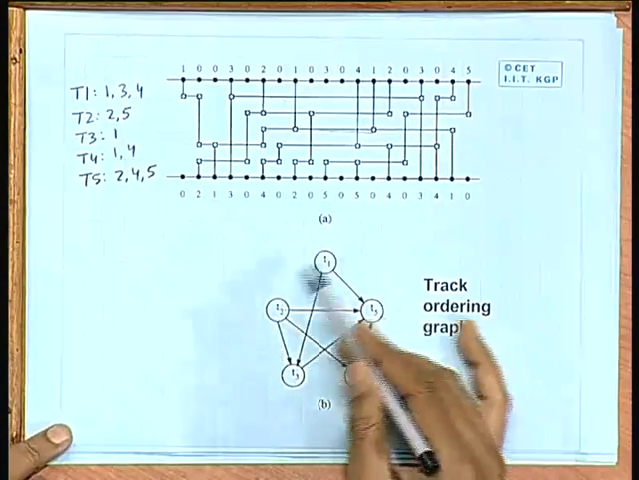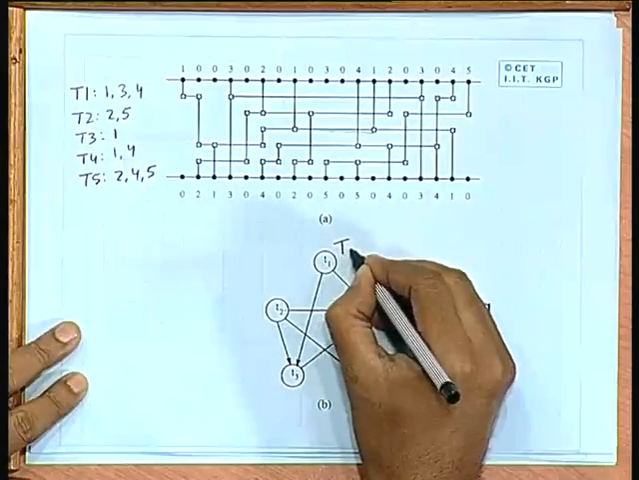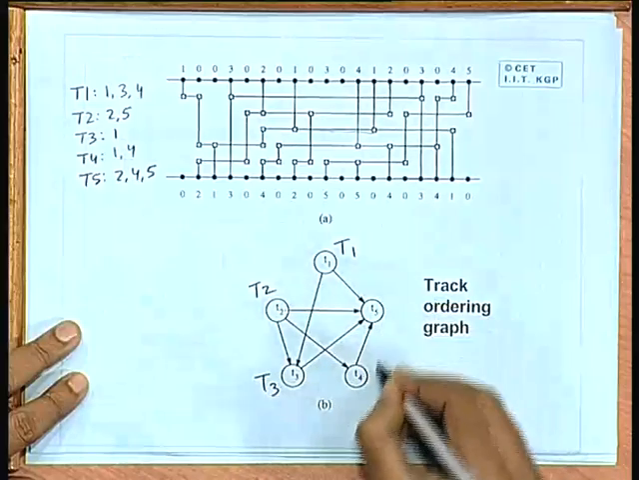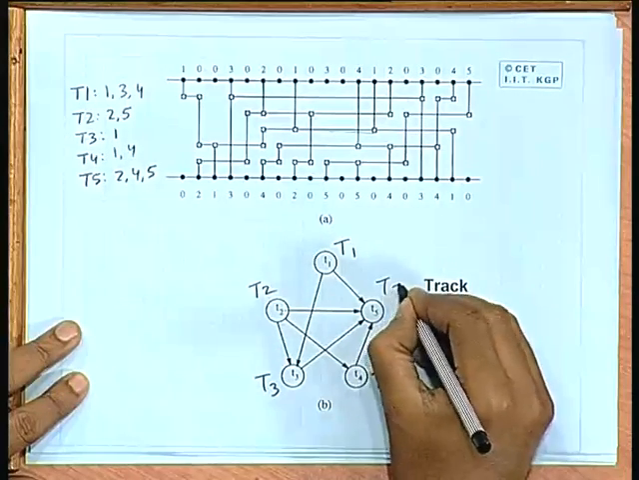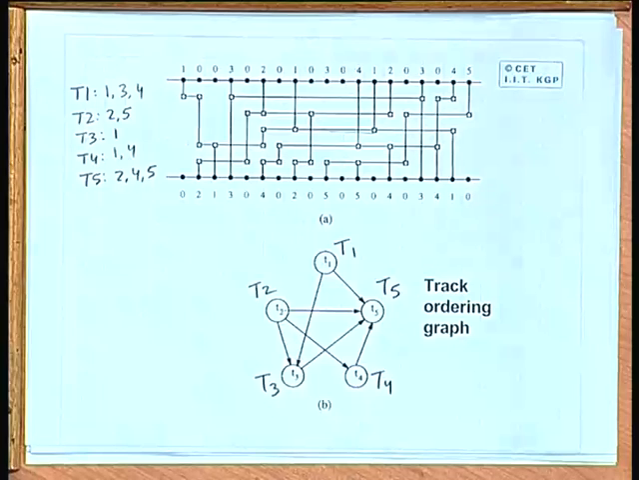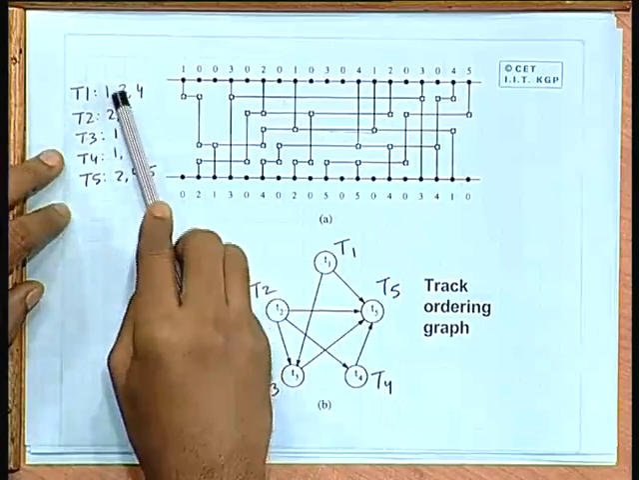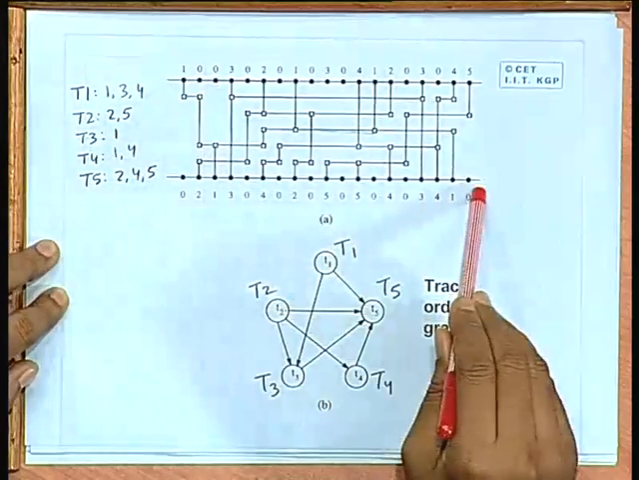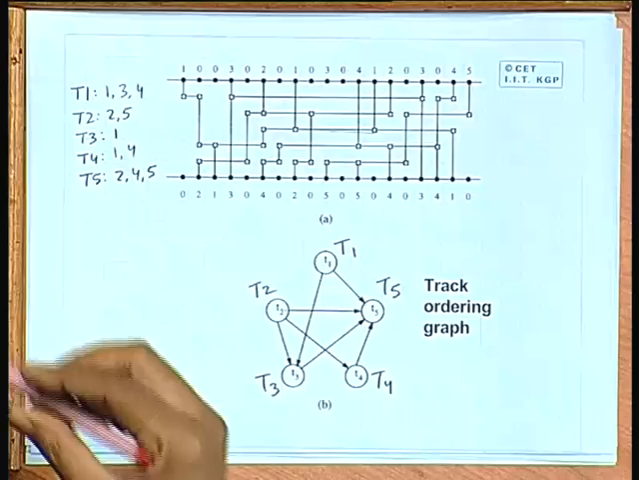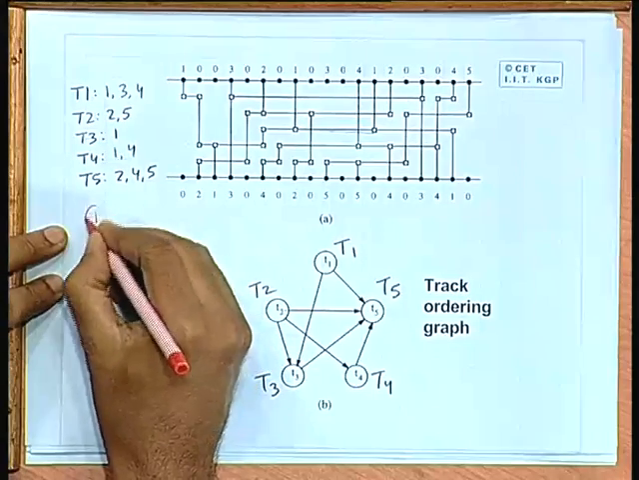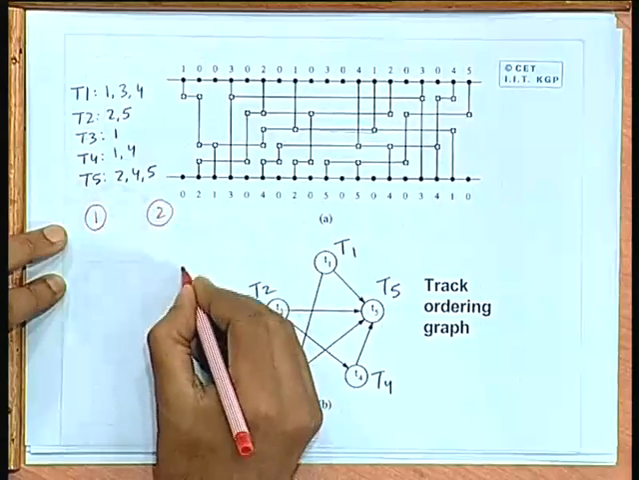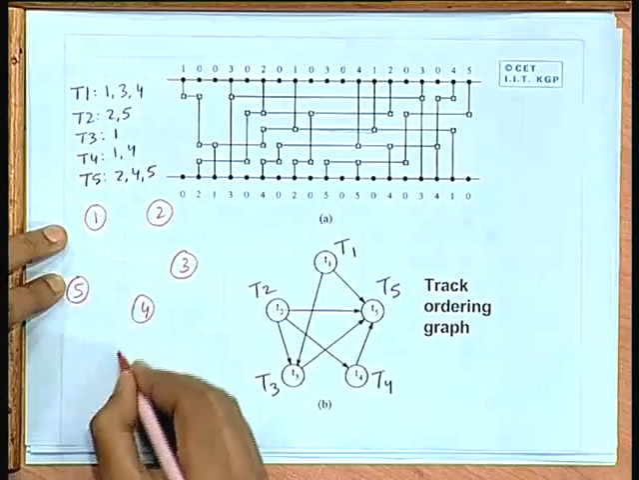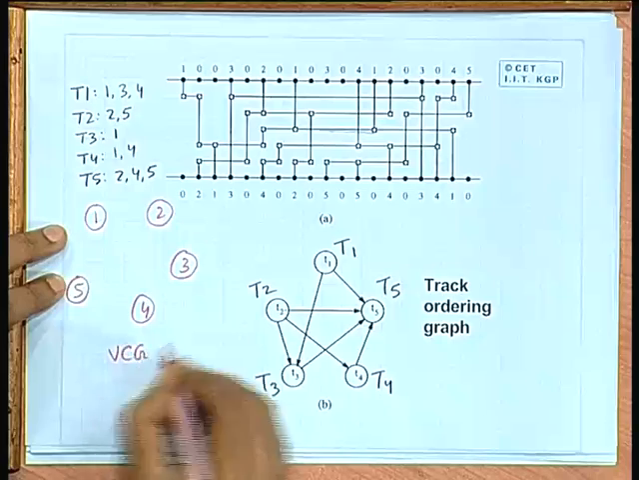Now, this is the track ordering graph where this represents track 1, track 2, track 3, track 4 and track 5. Now, we have seen these are the 5 nets. With respect to the original problem, if you also show the VCG side by side, these are the 5 vertices 1, 2, 3, 4, 5. I am showing the vertical constraint graph.